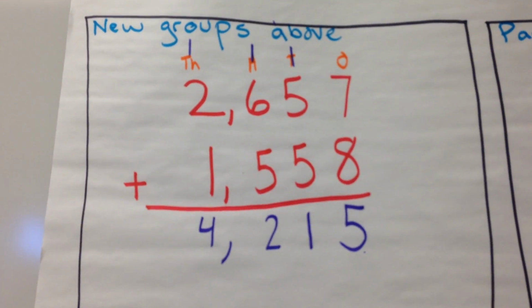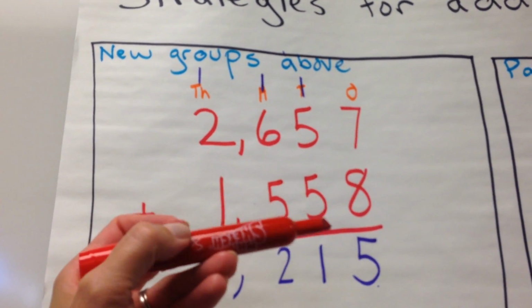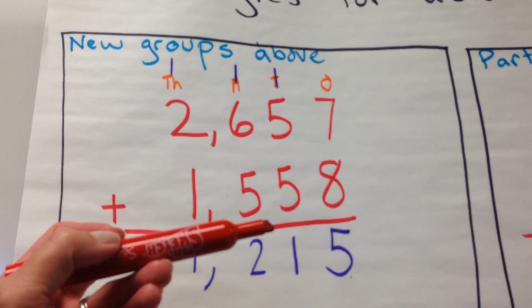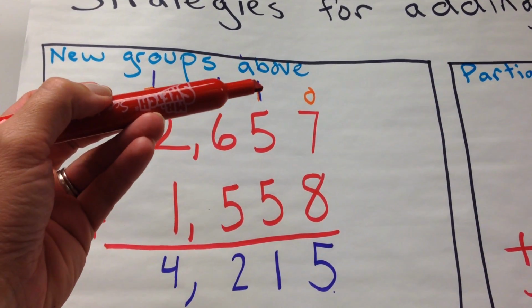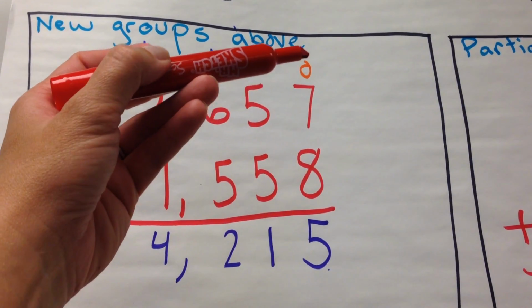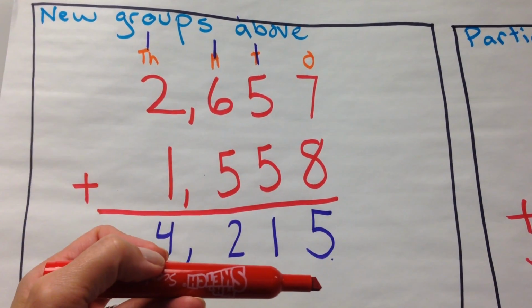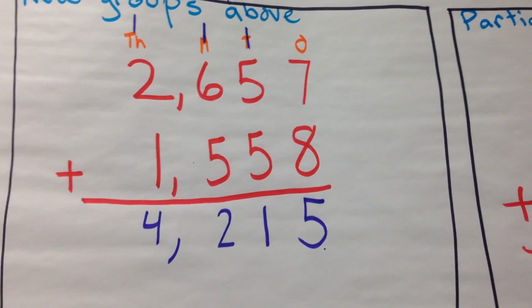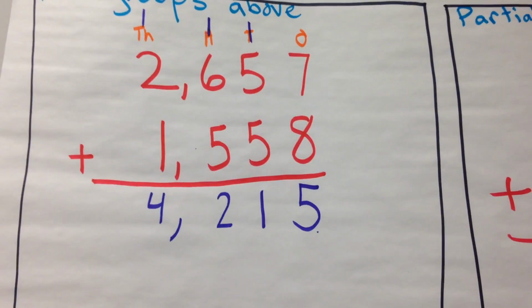New groups above takes your groups when you're collecting new tens, new hundreds, new thousands, and puts those groups above. So when we were working on this problem today, we started at the right. When you're doing new groups above, the one thing you have to remember is you always want to start at the right. Oops, sorry about that.